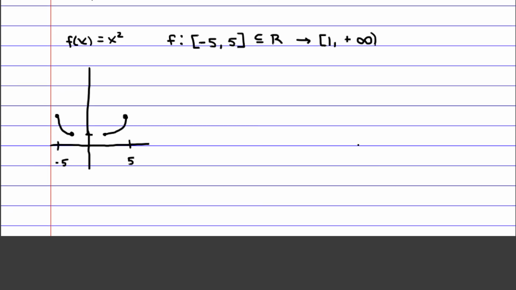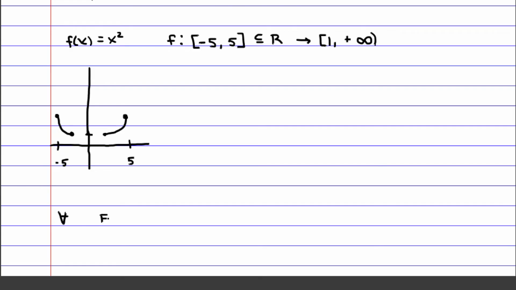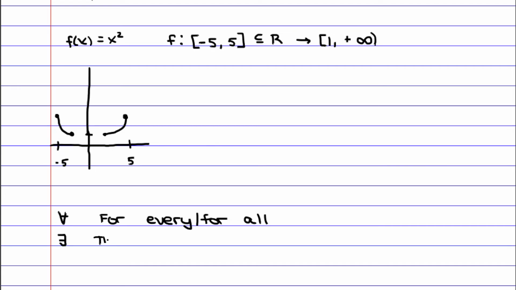Then we just have a few more symbols. First we have the upside down A. This means for every or for all. Then we have the backwards E, which means there exists. Generally we use this when we want to say that there exists a solution for an equation. Specifically, at least one solution. While if you have an exclamation point after it, it means that there exists only one. So it's more specific.